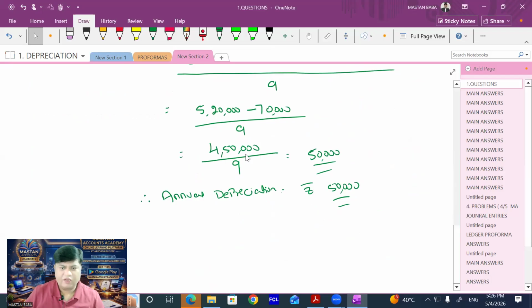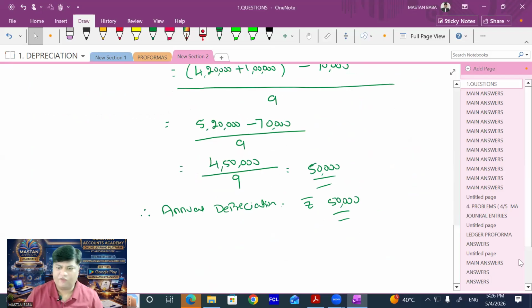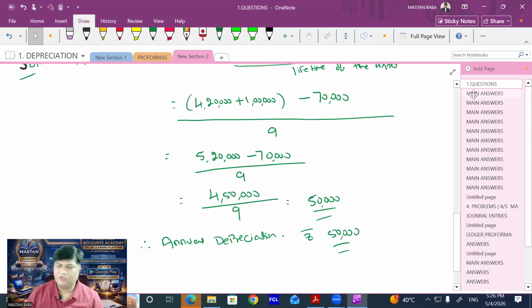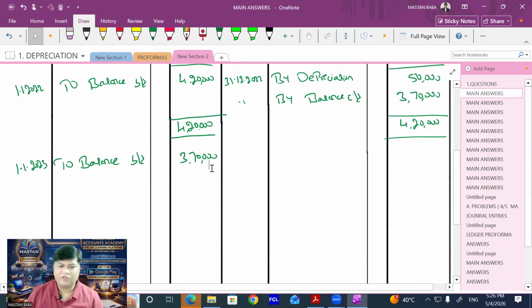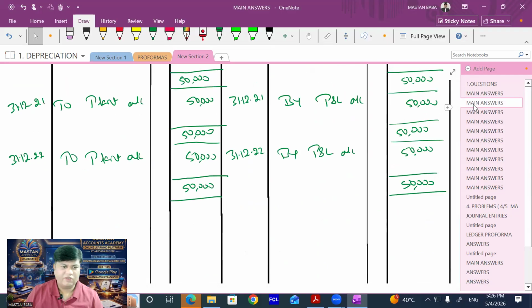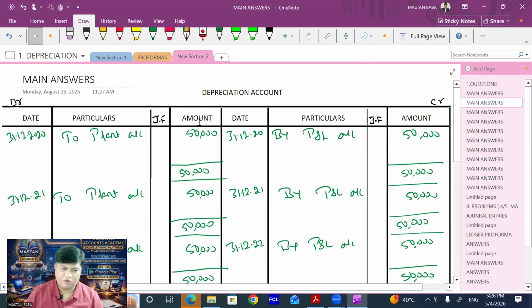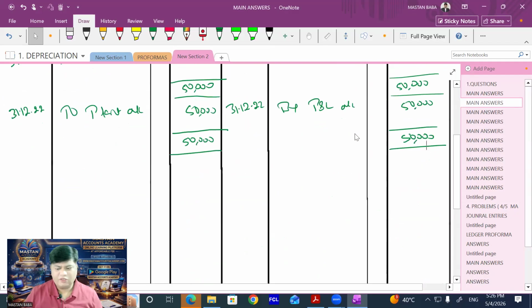So since it is 9 years, dividing by 9 years gives an annual depreciation of 50,000. Taking that 50,000, we prepared a plant account. Deducting 50,000 for 3 years gives 3,70,000. And the next one, after the plant account, is the depreciation account. The depreciation account is very simple: to the concerned asset, by profit and loss. Dear students, this is the second one.